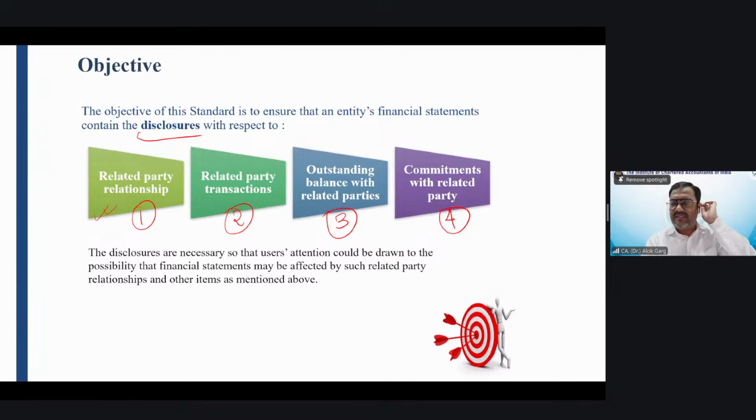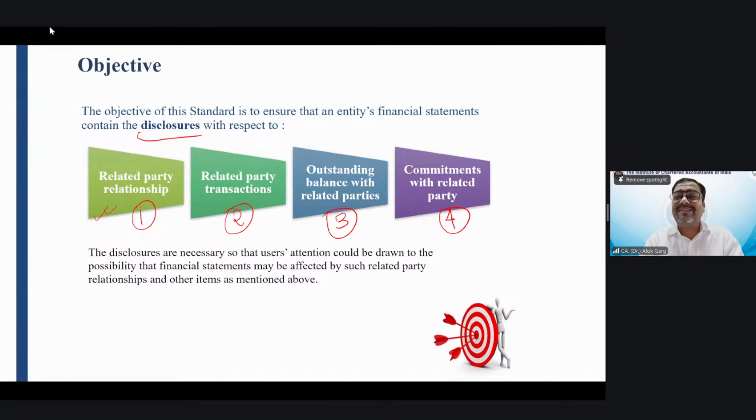If the transactions have happened during the year, for example, a parent has given a loan to the subsidiary which was refunded back to the parent by the subsidiary during the year. Will there be any outstanding balances? Saminathan, will there be any outstanding balances? No, there will not be any outstanding balance, right? But is there a transaction?